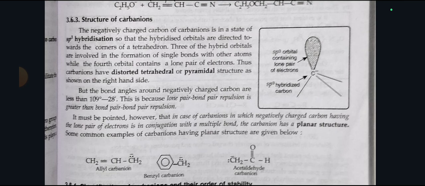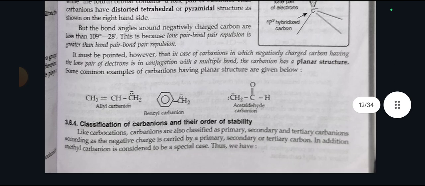Thus, carbanions have distorted tetrahedral or pyramidal structures as shown on the right hand side, but the bond angles around negatively charged carbons are less than 109 degrees 28 minutes. This is because lone pair-bond pair repulsion is greater than bond pair-bond pair repulsion.